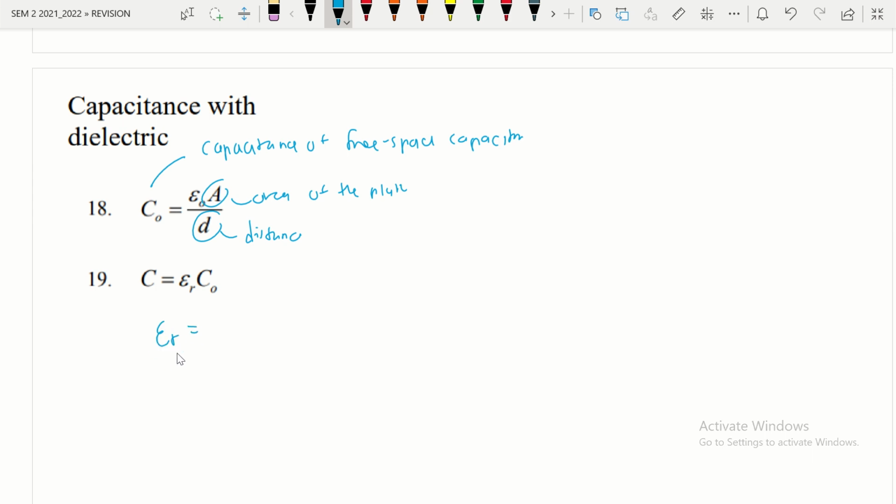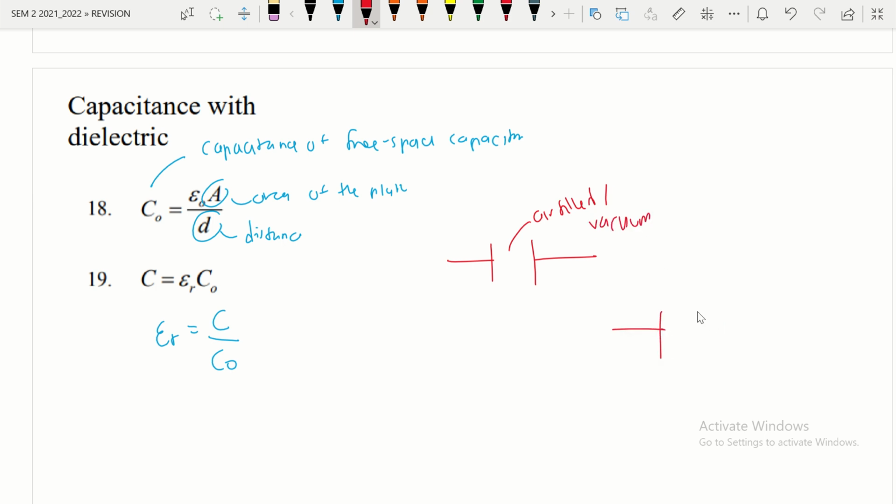Epsilon R meaning dielectric constant bersamaan juga dengan C over C0. C itu adalah capacitance ada dielectric. Kalau C0 ni dia adalah capacitance yang tak ada dielectric. Dia free space. Tengah-tengah tu free space. Okay, maksudnya senang macam ni lah Miss buat. Okay, yang ini air fill, ataupun kita cakap vacuum.